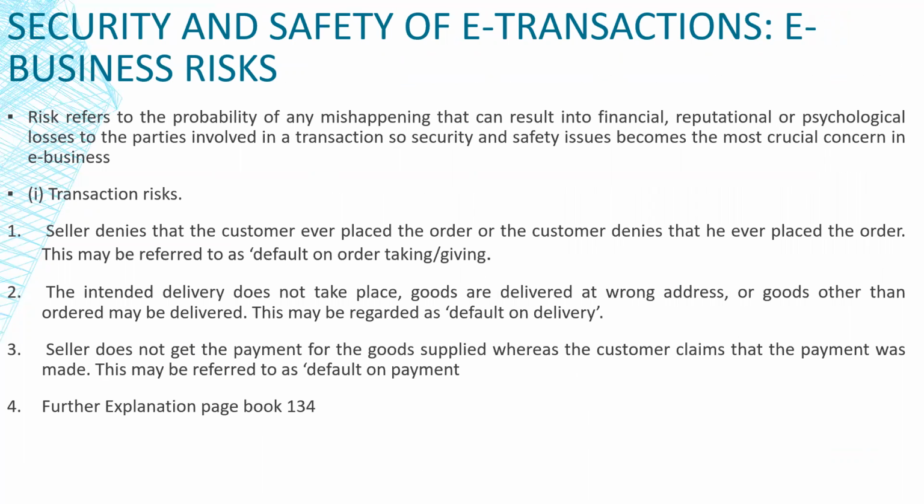Security and safety of e-transactions, e-business risk. During our running classes, I spent 3 to 4 days on this, so you need to understand this is the most important topic of your chapter. Transaction risk. There are many transaction risks. A customer denies that he ever placed the order, but he got it. This is known as default on order taking and giving. Second, intended delivery does not take place. Goods are delivered at wrong places, or goods other than offered are delivered. This is known as default on delivery. Third, the seller does not get payment for the goods supplied, whereas the customer claims that payment was made. This is referred to as default on payment. To get more detail on this, go to page number 134.